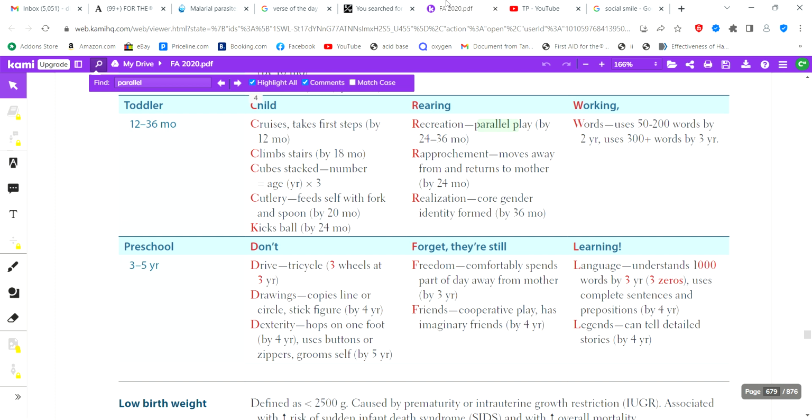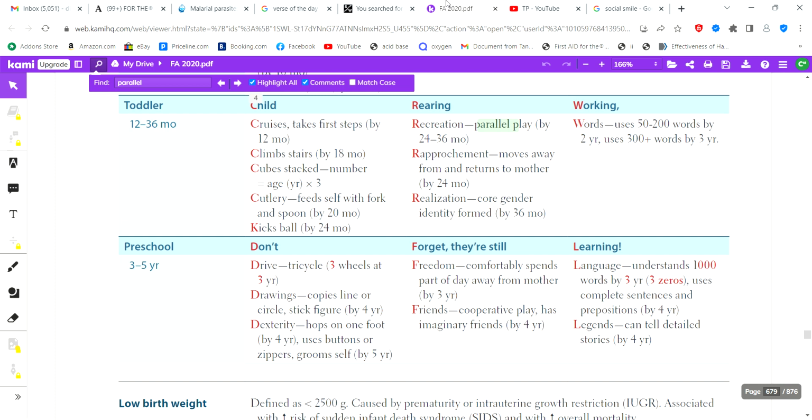Cutlery: a kid feeds himself with a fork and spoon by 20 months. The kid can kick a ball by 24 months. Recreation: we did parallel play, which is 24 to 36 months, and cooperative play is by 4 years. So that's when you play with other 4-year-olds. Rapprochement: moves away from the mom and returns to the mom by 24 months. Realization that they're a boy or a girl, they know this by 36 months, which is 3 years old. Words: a 2-year-old uses between 50 to 200 words. A 3-year-old uses 300 words.